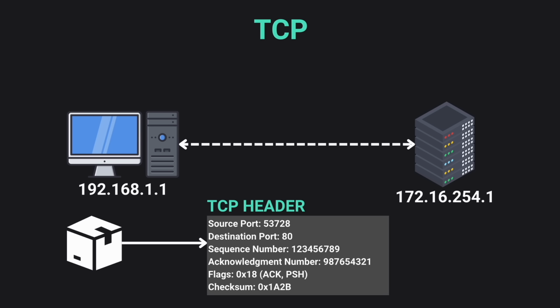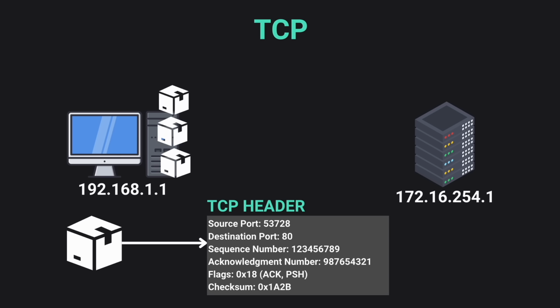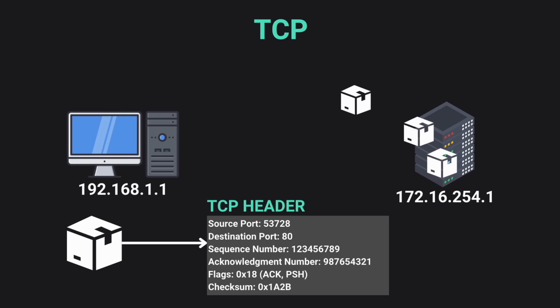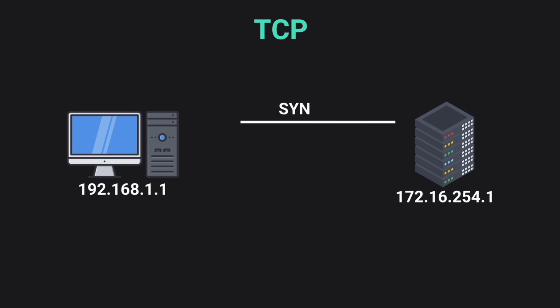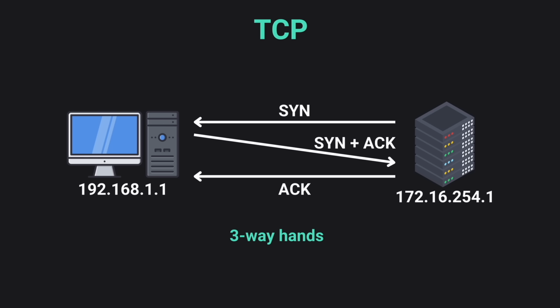TCP is known for its reliability. It ensures the complete and correct delivery of data packets. It accomplishes this through features like sequence numbers, which keep track of the order of packets, and the process known as the three-way handshake, which establishes a stable connection between two devices.